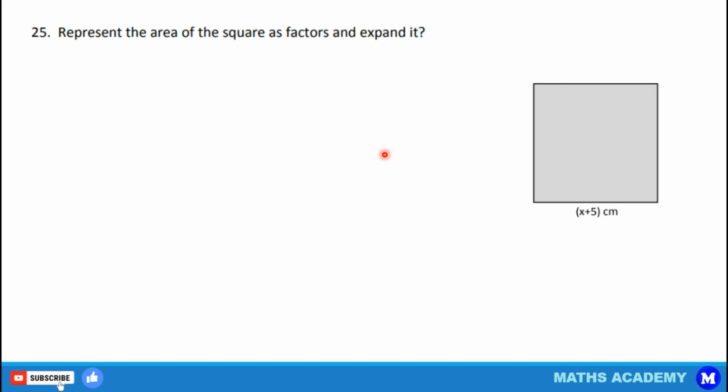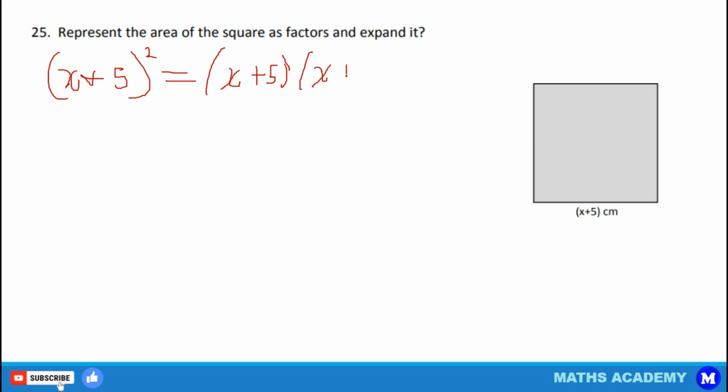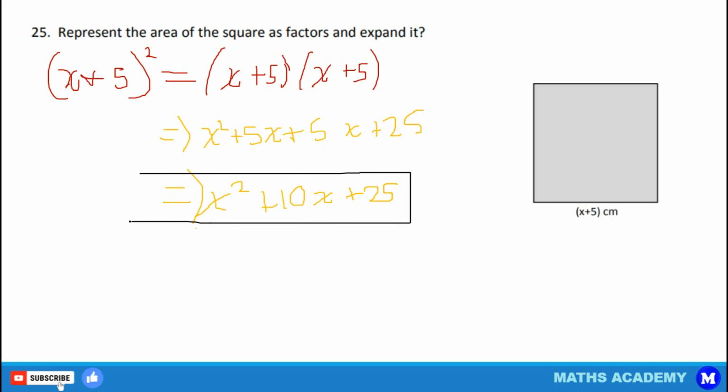As I have told you in my 21st question, you do the same way and you expand it. So now we have arranged them in the factors form. X plus 5 squared will be equal to x plus 5 into x plus 5. So now we should expand it. So this is the final answer, x squared plus 10x plus 25. So I hope you understood. So with that, let's move on to the next slide.